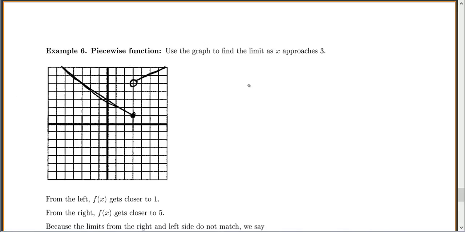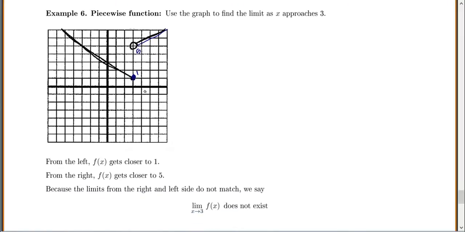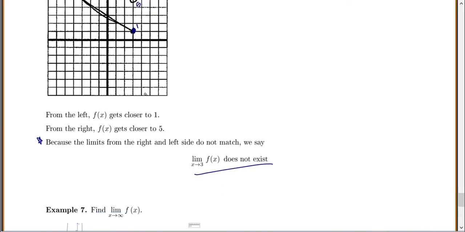Okay. Here's an example of something closer to what you'll do on your homework. So here's a piecewise function. It's two different pieces. We want to use the graph to find the limit as x approaches 3. Well, as I come from the left, my limit seems to get closer to 1. But as I come from the right, my limit gets closer to 5. They don't agree. So because your limits from the left and right side don't match, we say that the limit does not exist. Because I can't decide if y is getting close to 1 or y is getting close to 5. So again, if they don't match, the limit does not exist.